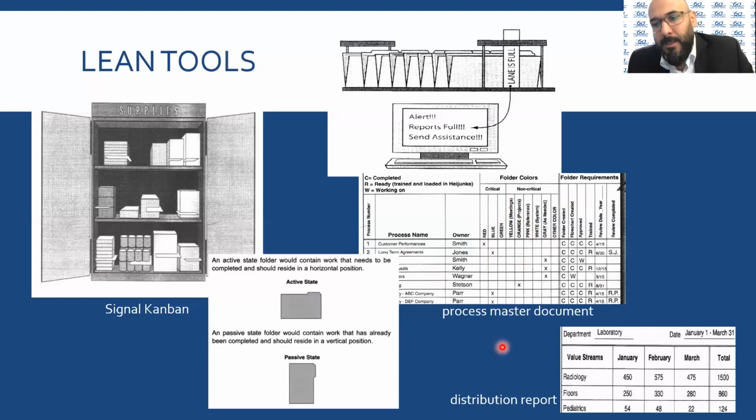Process master document. And the last thing that I want to talk about is also in a value stream. What is the value stream? This is called the distribution report, a report saying this department has 450 patients in January, 575 in February, 575, a total of 1,500.